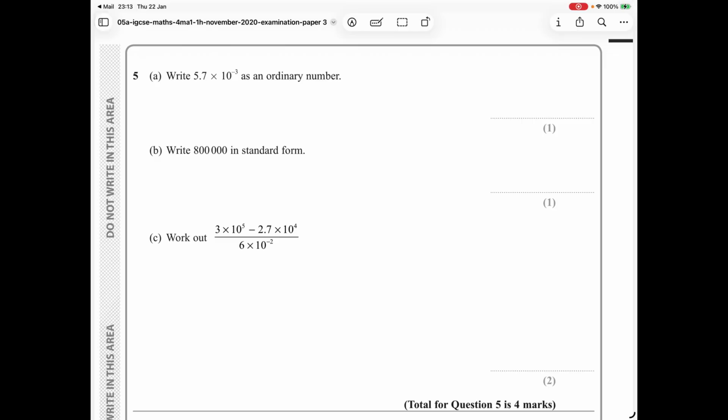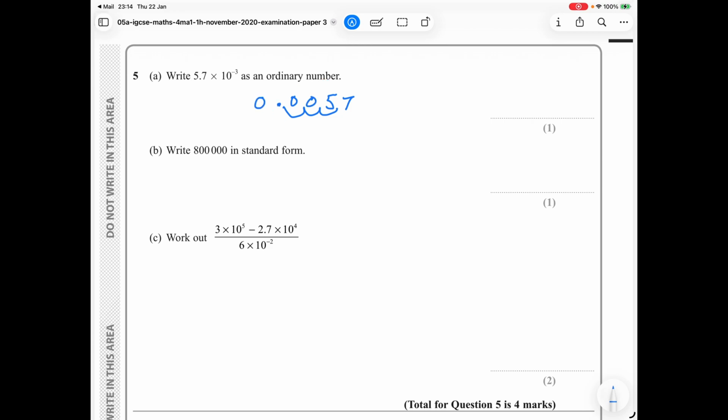Okay, continuing with this paper, number 5: write 5.7 times 10 to the minus 3 as an ordinary number. So if we put 5 and 7 down, we need to go 3 spaces to the left. 1, 2, 3. And that's a point, and that's 0.